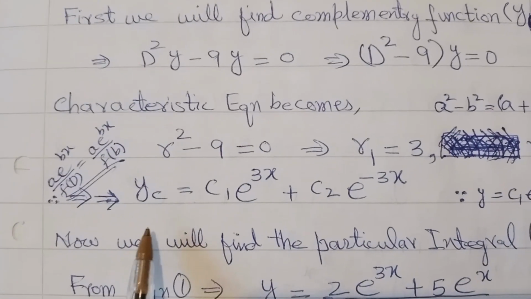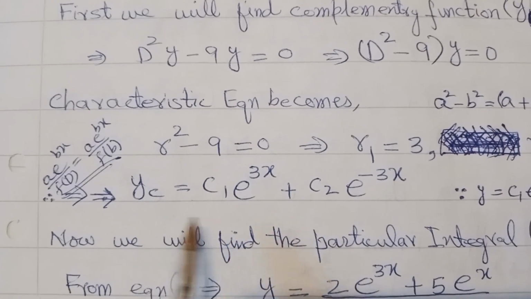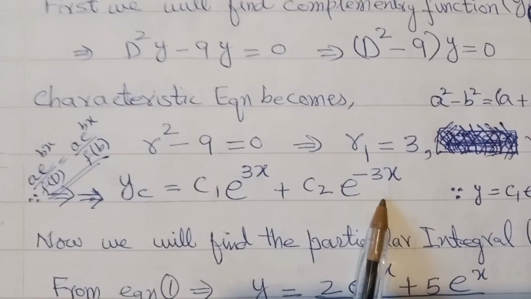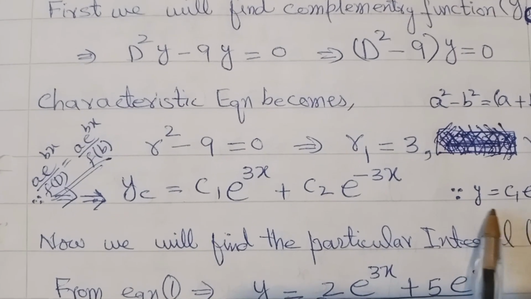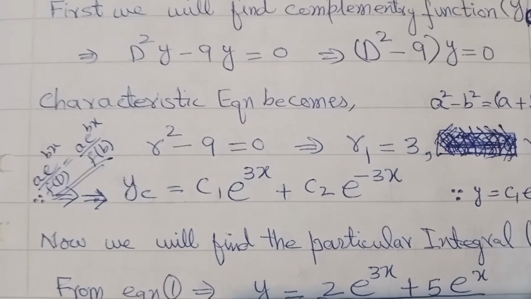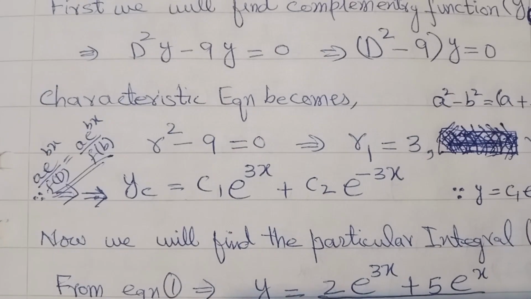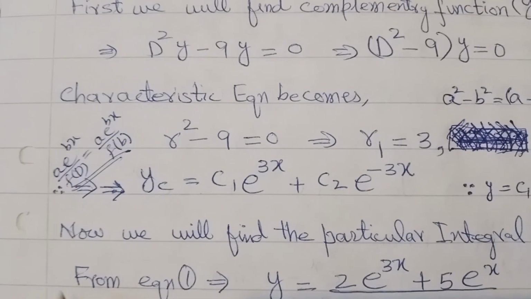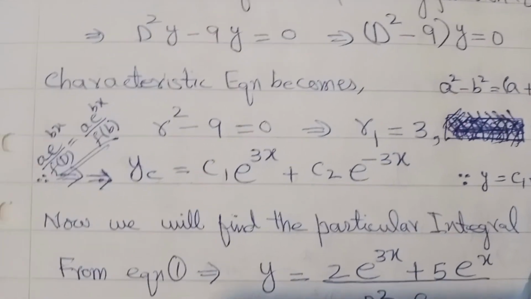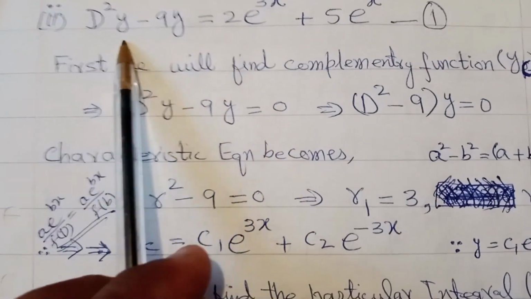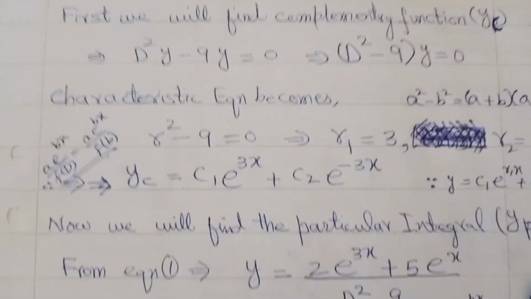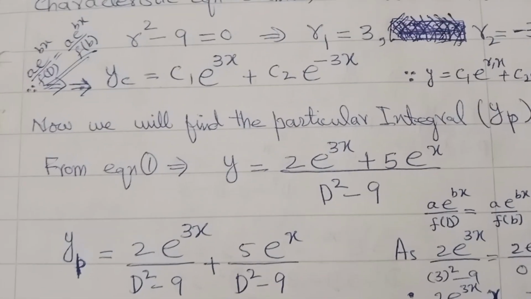Now the complementary solution becomes yc is equal to c1 exponential 3x plus c2 exponential minus 3x, because we know that when we have distinct roots, y is equal to c1 exponential r1x plus c2 exponential r2x. After the complementary solution, now we will proceed further for finding the particular integral, that is yp. For the particular integral from equation number 1, we will equate the value of y from here, that will provide us the particular integral of the differential equation.